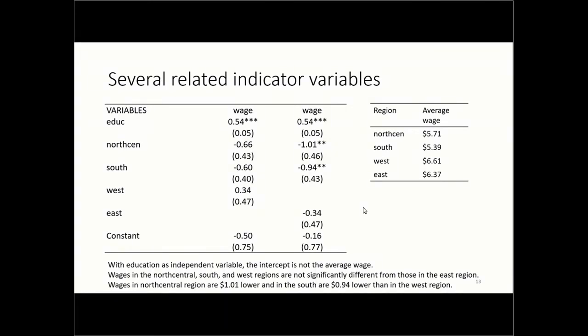Now, if you have several related indicator variables, but now we also have an independent variable, education, this is the same analysis. Notice that we no longer have a convenient interpretation of the intercept as the average wage. But we see here that none of these coefficients are significantly different from zero, so in comparison to east, none of the other regions have significantly different wages. But if we put west as the reference category, then the other coefficients are actually significantly different. The way we would interpret it is that wages in the north central region are 1.01 lower, and in the south are 94 cents lower than in the west region.